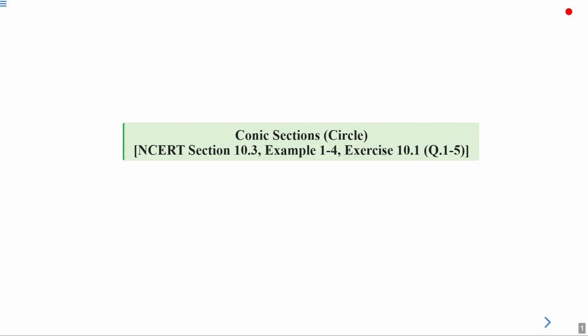So in today's lecture we will discuss circles. We will cover NCERT section 10.3, examples 1 to 4 and exercise 10.1, questions 1 to 5. So make sure you have your notebooks and pens ready.